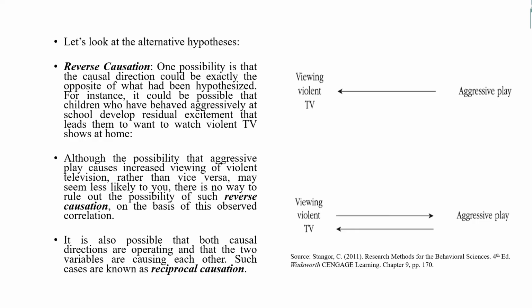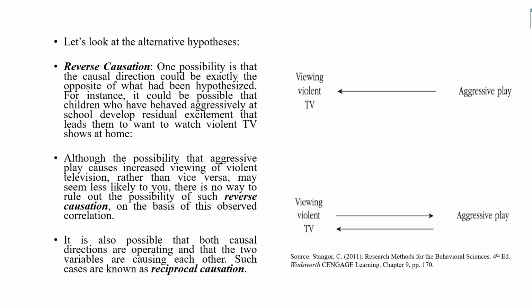One of the interesting concepts is that there could be reverse causation. So, what is probably happening is, because they like playing aggressively, because there is competition, because they want to win and be on top, that might be causing their propensity for liking violent TV programs and cartoons and so on. So, there could be cases of reverse causation in the correlations that we are observing. It could be possible that children who behave aggressively at school develop residual excitement, which leads them to watch violent television shows at home.